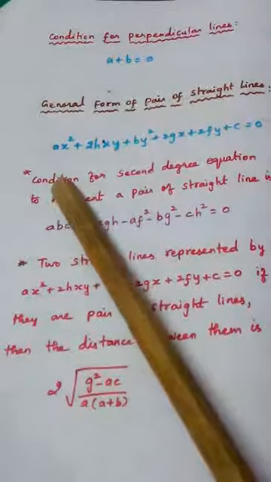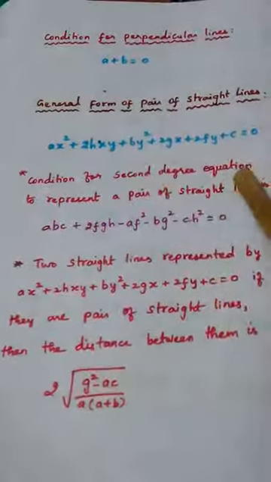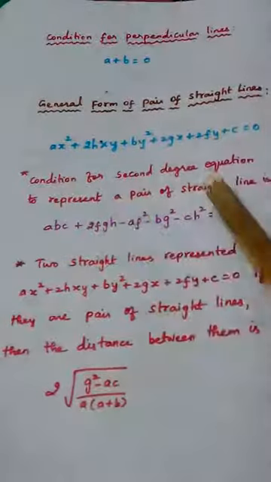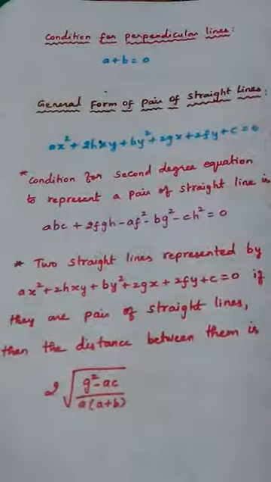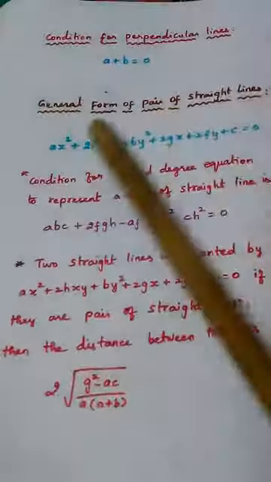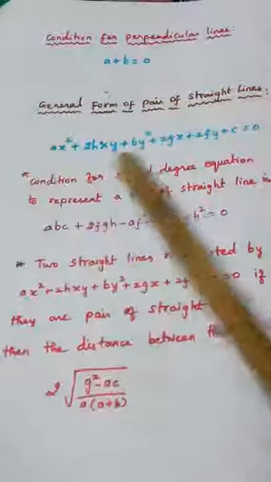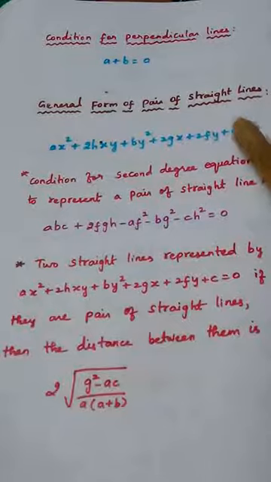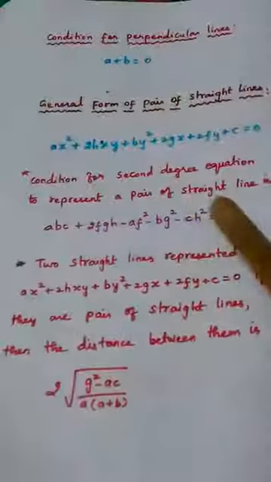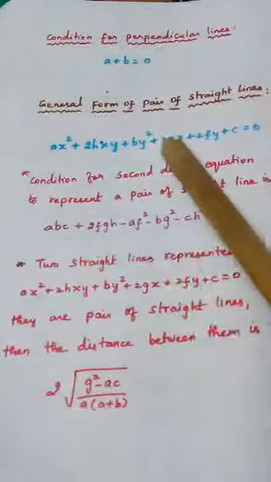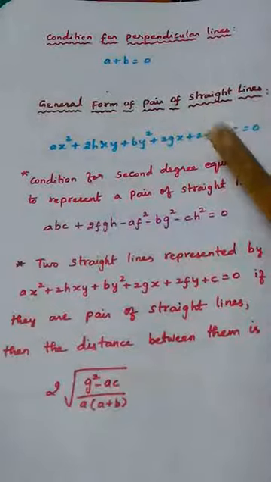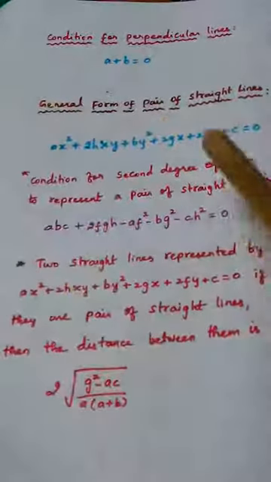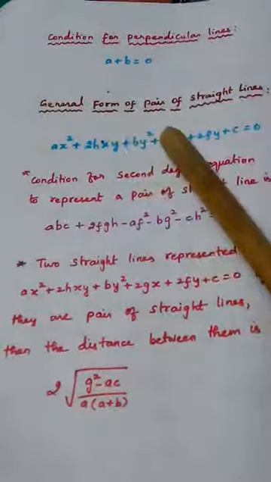Next important thing, condition for second degree equation to represent a pair of straight line. Just before I said this is a second degree equation which may represent a pair of straight line or even may not be. But if this condition is satisfied, then definitely this will represent a pair of straight line. So this will not always represent a pair of straight line. If it satisfies this condition, definitely this equation will represent a pair of straight line. So what is the condition for a second degree equation to represent a pair of straight line?